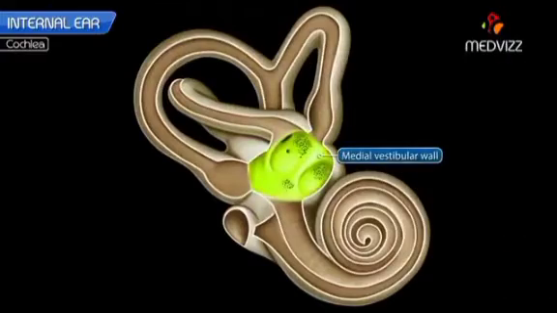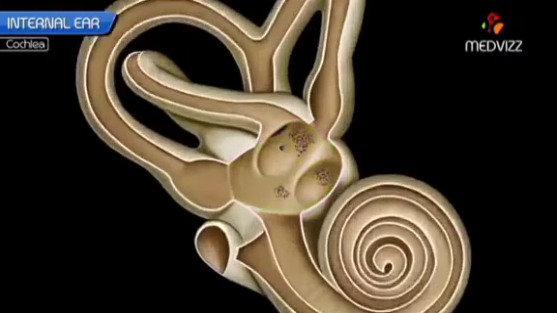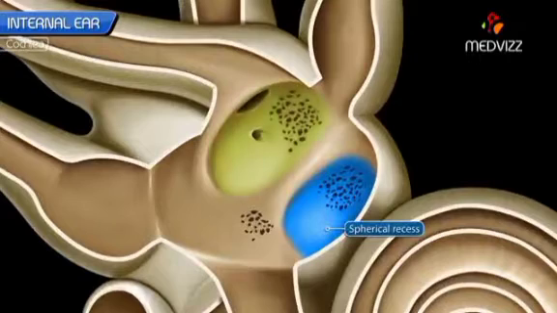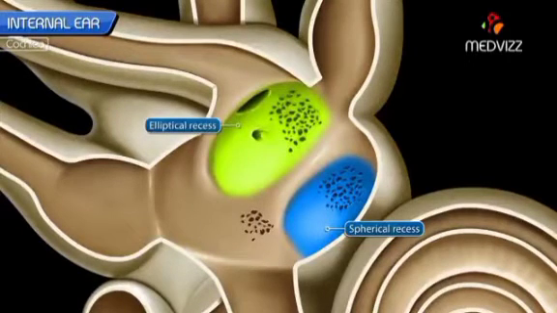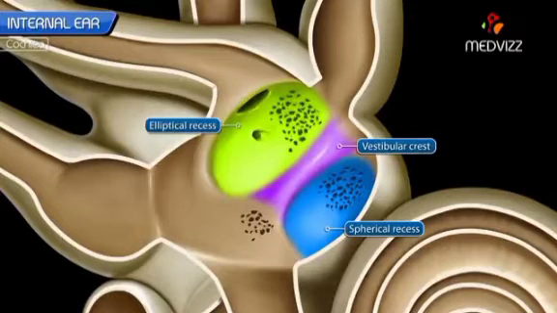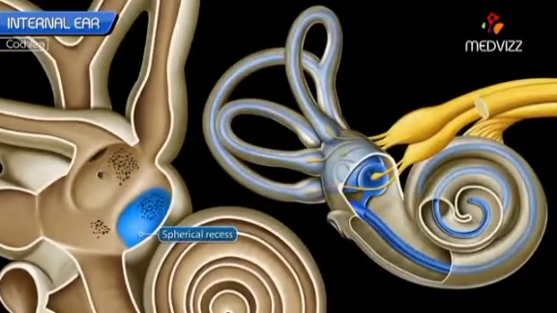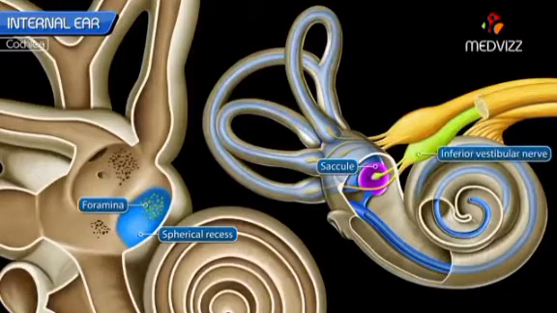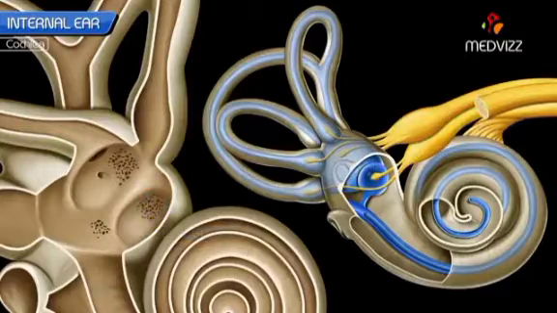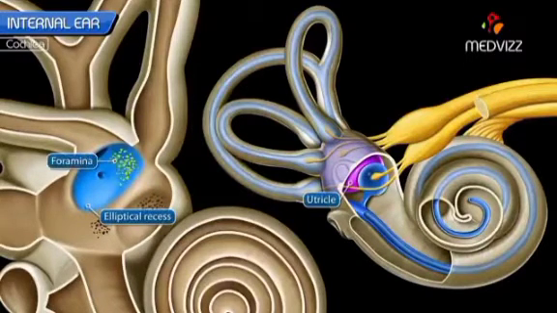The medial vestibular wall presents two recesses, a spherical recess in front and an elliptical recess behind. The two recesses are separated by the vestibular crest, which splits inferiorly to enclose the cochlear recess. The spherical recess lodges the saccule and is perforated by foramina for the passage of the lower division of the vestibular nerve. The elliptical recess lodges the utricle and is perforated by foramina for the passage of the upper division of the vestibular nerve.